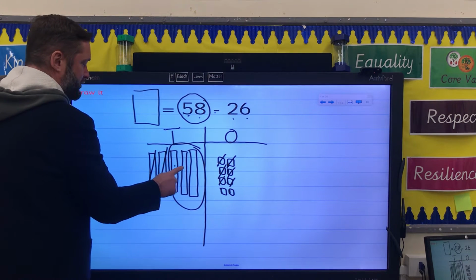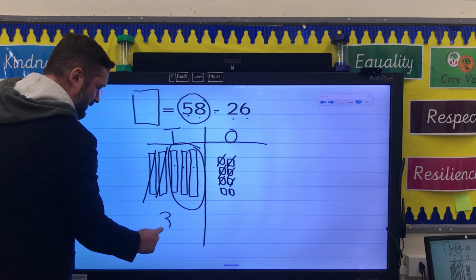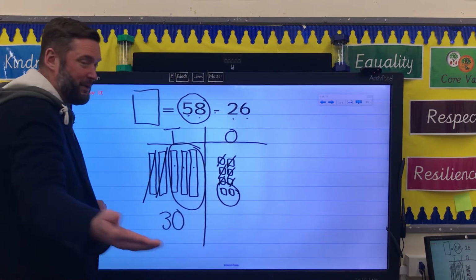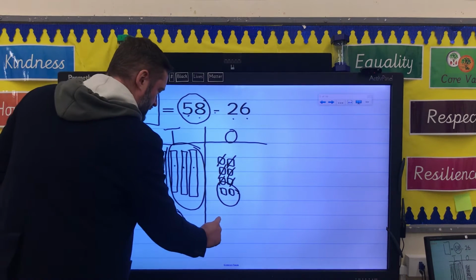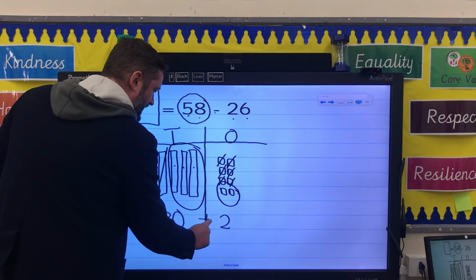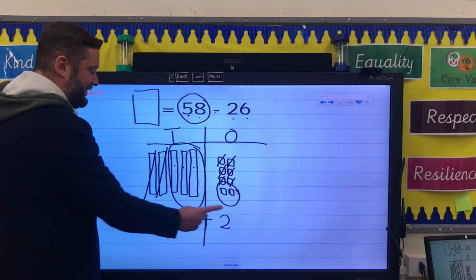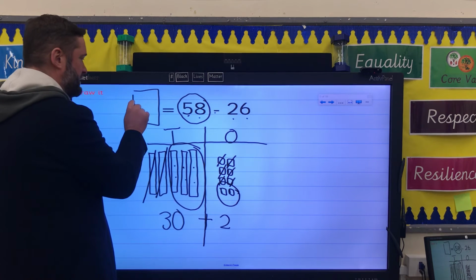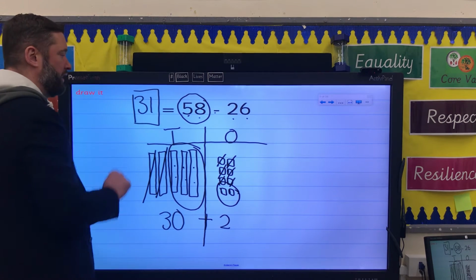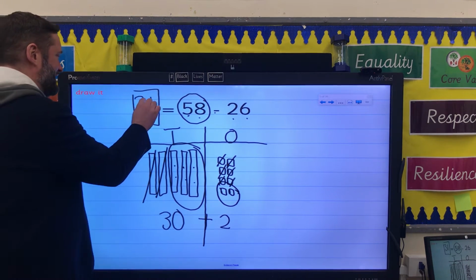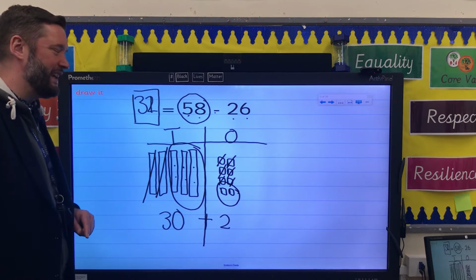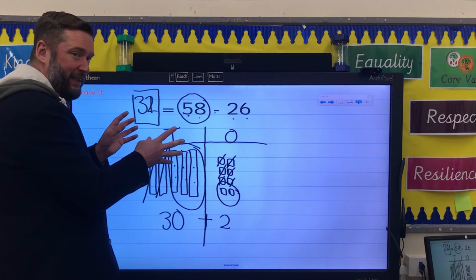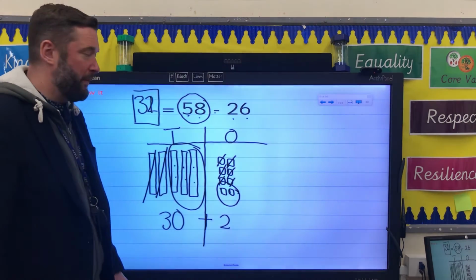Let's circle the tens that are left. Count with me, 10, 20, 30. Let's circle the ones that are left. How many ones are left? 2. So I now need to count all of those. 30 and 2, 10, 20, 30, 31, 32. 32 equals 58 take 26. So remember, exactly the same, I'm just putting my answer first.